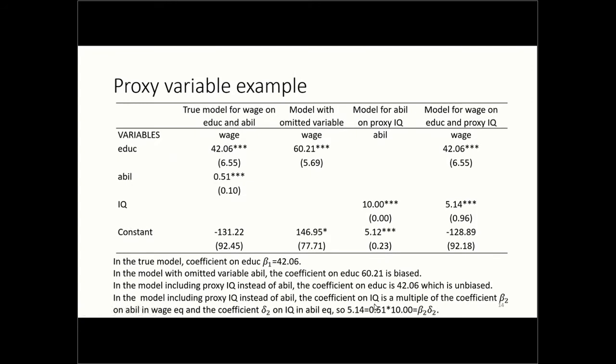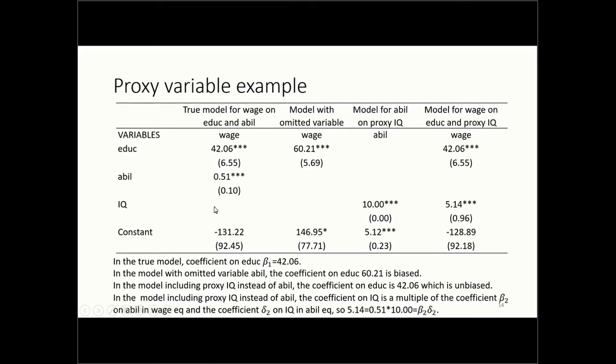So now let's estimate the true model of wage on ability and education. So here we have wage regressed on education and ability. In the true model, the coefficient on education is 42.06. So that is the true relationship between education and wage. Okay. And this is the relationship between ability and wage. So let's suppose that's the true model.